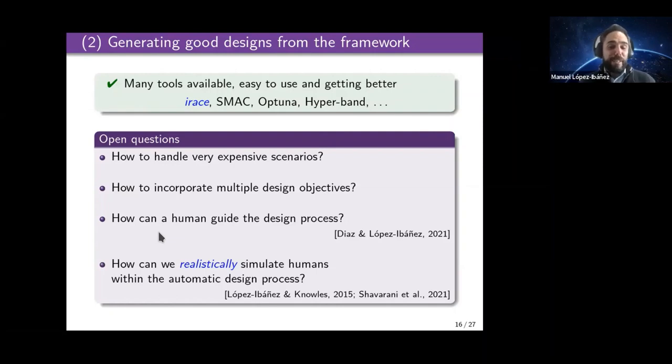Another open question is that if the algorithms that you are automatically designing are interactive, meant to interact with humans, then you cannot put the human in the automatic design process. So you will need to simulate humans during the automatic design process. So how can we realistically simulate humans? In the case, for example, of automatically designing interactive multi-objective evolutionary algorithms, we have proposed the concept of a machine decision maker, a particular type of artificial decision maker, and this works here.